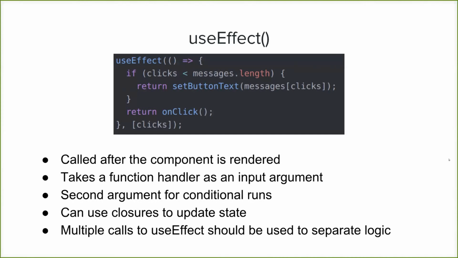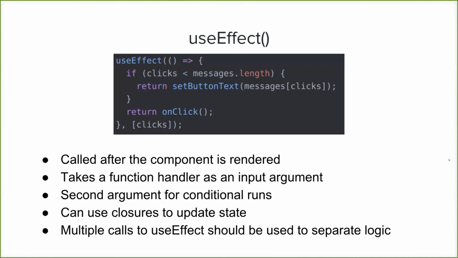You can see what we don't have here is the check to see if clicks actually changed. And that's what this second parameter to useEffect is, the array with clicks inside of it. The second parameter is a list of state variables to watch. And if those state variables have changed, then this effect will be fired. Otherwise, it will be ignored.